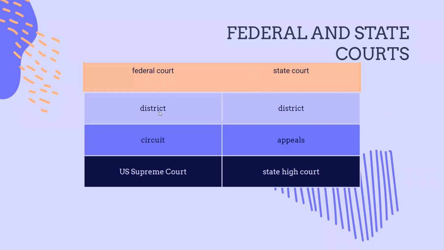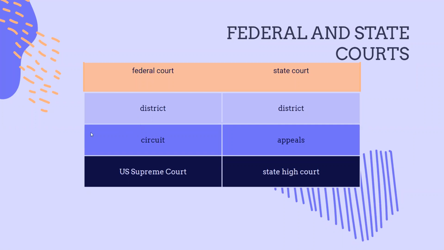So for federal, it starts with a federal district court, then it goes to a circuit court, and then it goes to the US Supreme Court. And the state court starts with a district court too. Then it goes to state appeals court and then state high court.